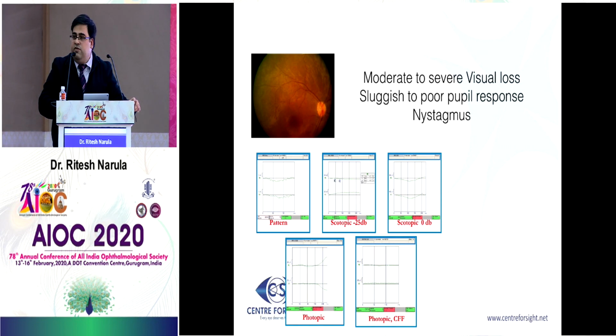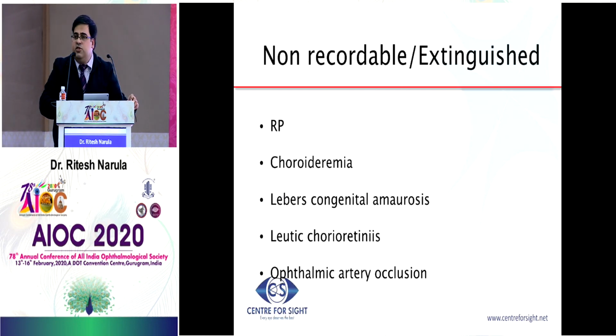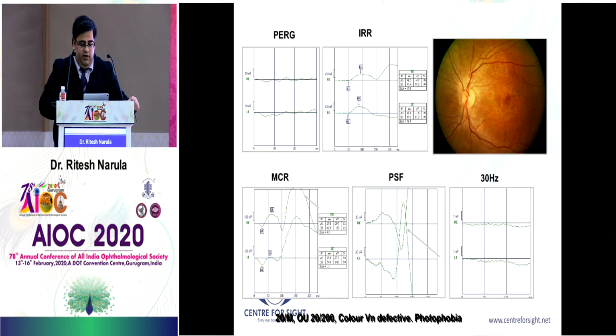Yes, this is a patient of, somebody said LCA, Leber's congenital amaurosis. Pupils gone, nystagmus is a typical clinical feature, along with the ERG that you have to look at. So these are the conditions which will present with a non-recordable or an extinguished ERG. Moving ahead, look at this.